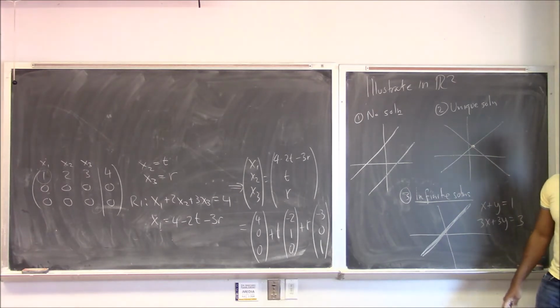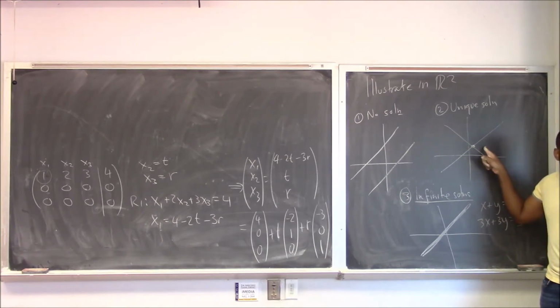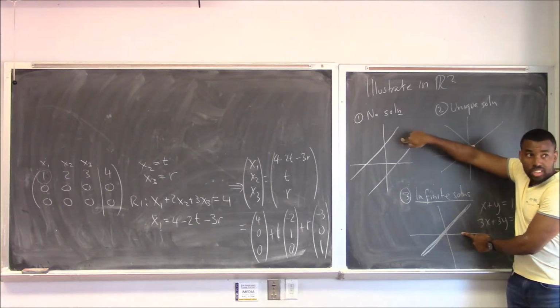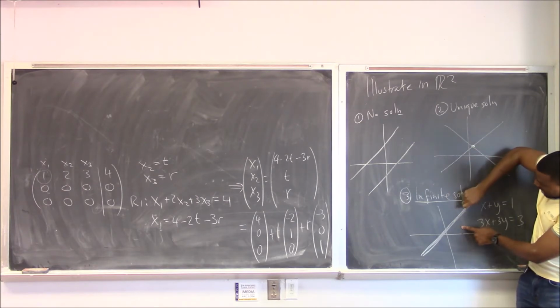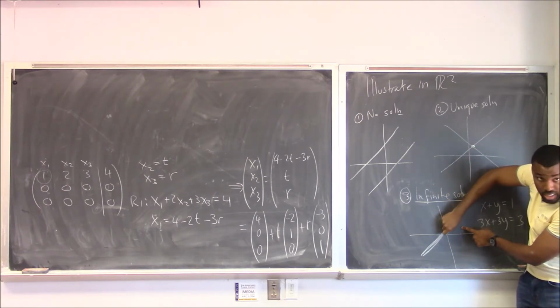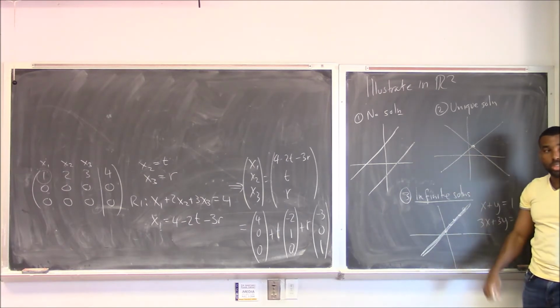So it turns out in R2, this is what the picture would look like. You can have this situation, that situation, or that situation, right? If they're not parallel, they'll intersect. If they are parallel, they'll either never intersect or always intersect. And in this case, literally every single point on either line is a solution. Infinite solutions here. No solution there, one solution here.